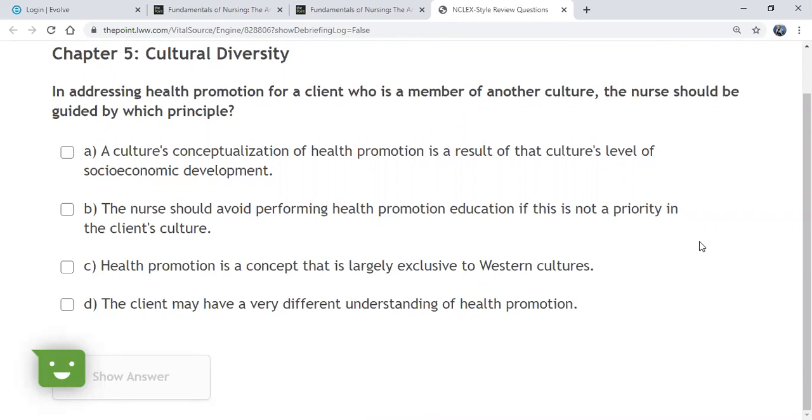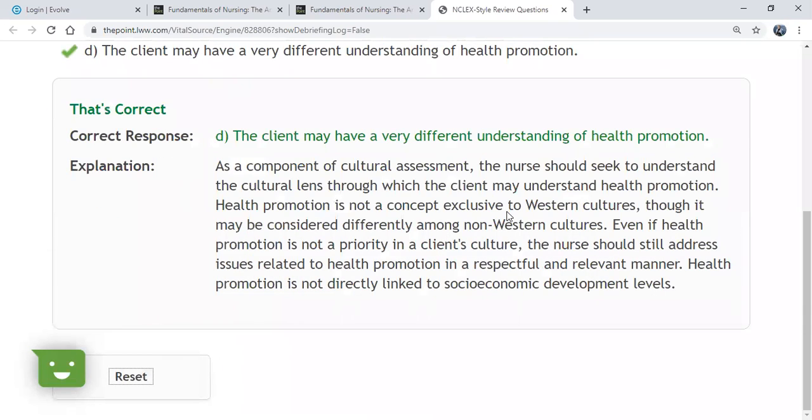Mm. That sounds reasonable, because if their idea and my idea is not the same, what's going to happen? D. I think it's D. We have to see eye to eye with the client. That's the best. Okay. And remember, it's ultimately their decision what they want to do.